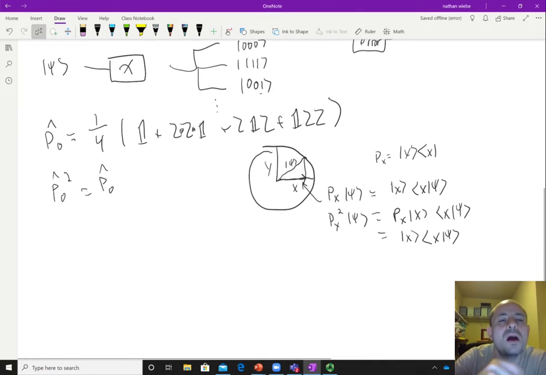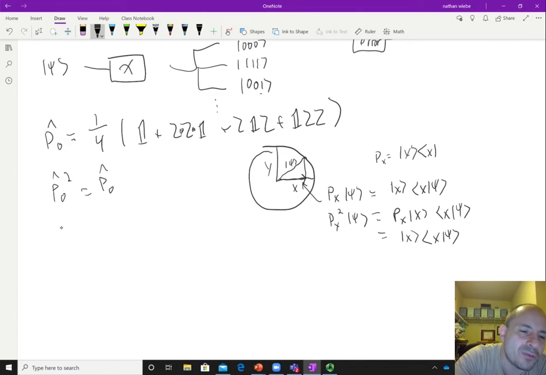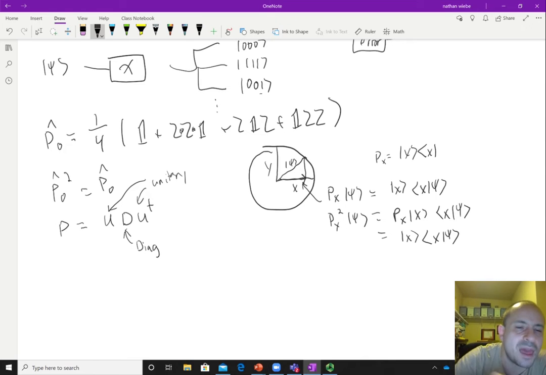But what this ends up meaning is, because the square is equal to itself, every matrix of this form can always be written in the following way, through an eigenvalue decomposition, as U D U dagger, where D over here is a diagonal matrix, and both of these are unitary. All right, so every Hermitian operator, like a projection operator, can always be written in this particular form.